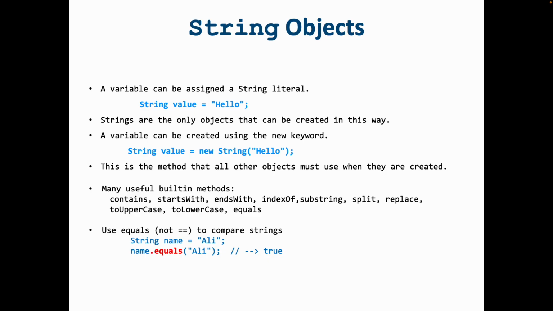So String is a very specific class in Java, so it has its own methods. This String class has very good built-in methods, like contains. If you want to know if a string contains another string, you can use contains. Startswith checks if your string starts with some particular text, like an A or B.